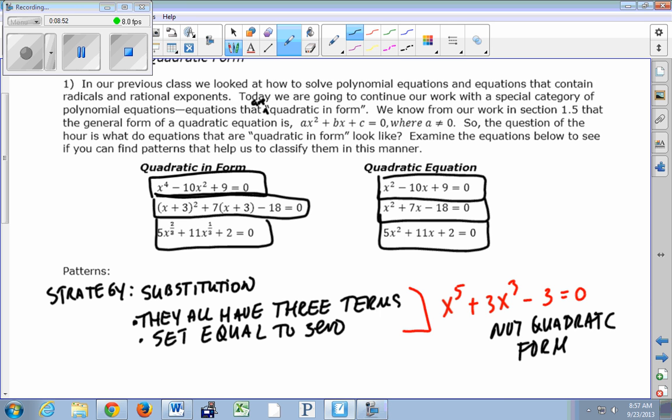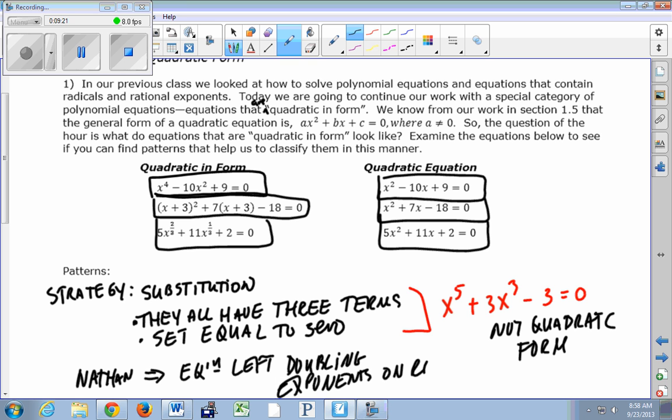Nathan? The one on the top left, the exponents are double exponents. Okay, so Nathan's noticing a pattern. Something to do with the equation on the left is something to do with doubling the exponents on the right. So let's take a look at that. The highest exponent we see here is what? And what is it here? 2. Is that 4 double 2? Okay, next exponent 2.